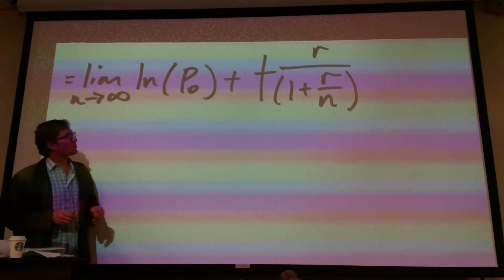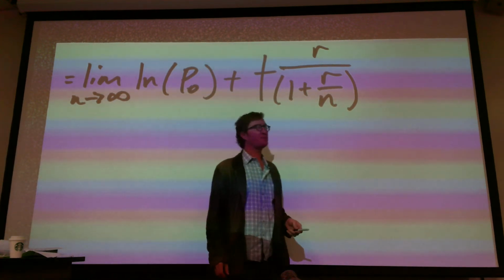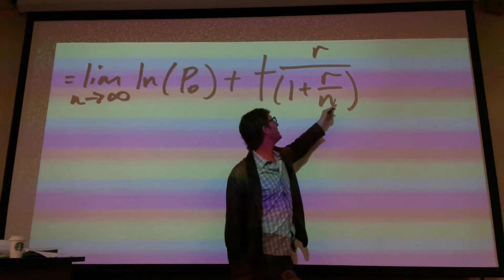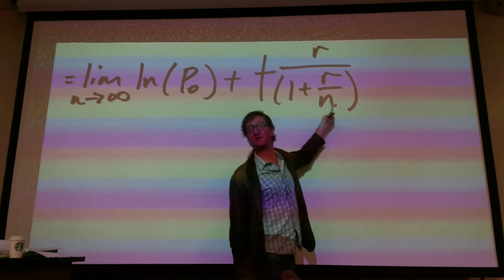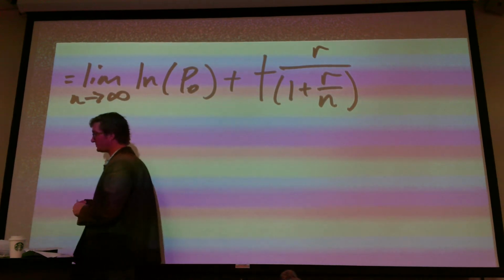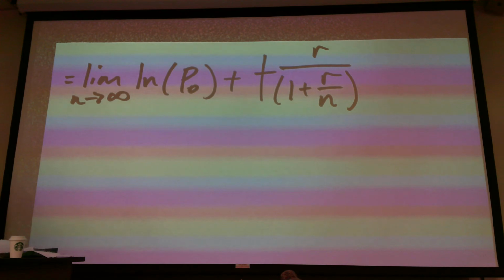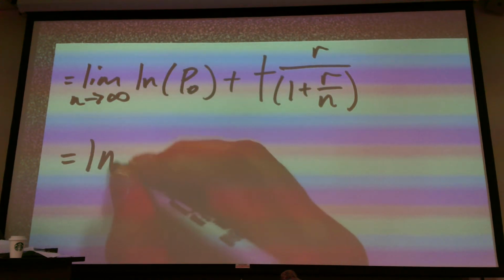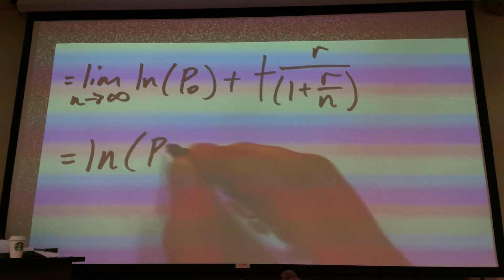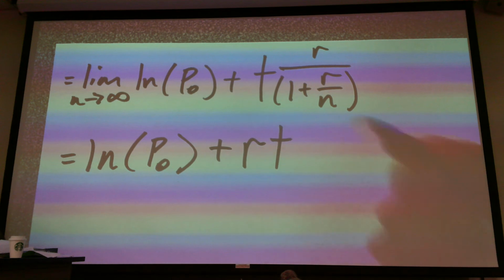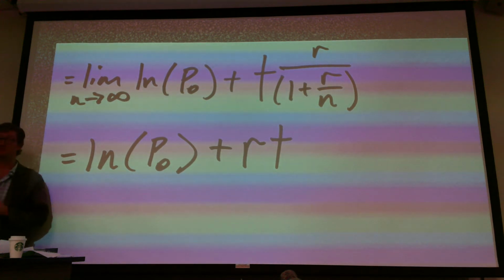Okay, so at this point, we're sending the limit as n tends towards infinity. So as n tends towards infinity, this term right here is going to tend towards 0, so this just becomes 1 plus 0. So we can evaluate the limit at this point, and that's the natural log of p naught plus rt.